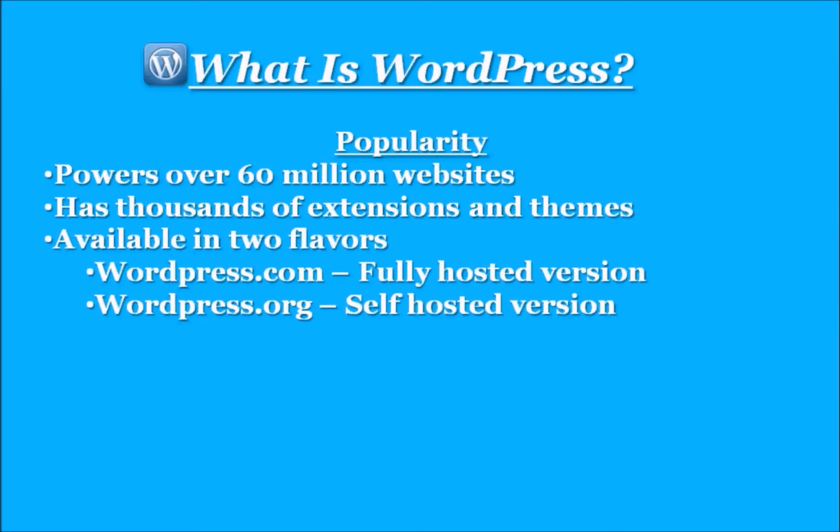It is available in two flavors. At WordPress.com, there is a fully hosted version, but there are some limitations as to what you can use these sites for, and a lot of the features are premium features you would have to pay for. Additionally, there's the version available at WordPress.org, which is self-hosted, which you install on your hosting account or domain. And this is the version that we're going to focus on throughout this video course.